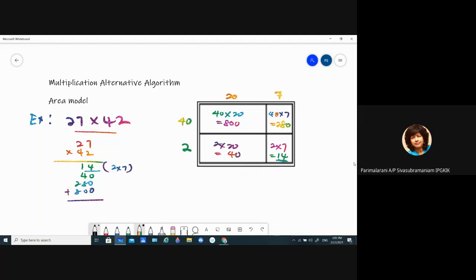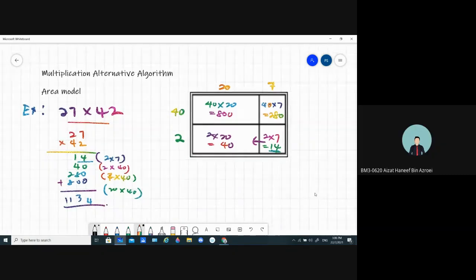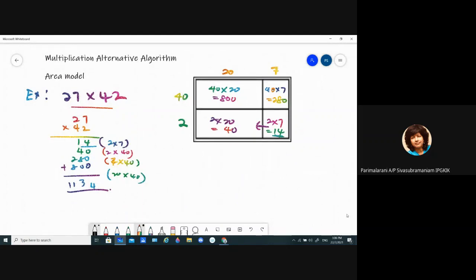40, yeah? Then we have 2 times 40, and then 7 times 40, and then 20 times 40. Okay, so then this is your answer. So we just add all the amounts in the box, right? Correct. If you're just using the area model only, we just draw the box like this and add all the answers. But this is just to show you that this actually relates to the partial algorithm.